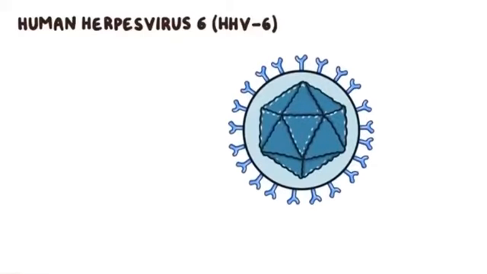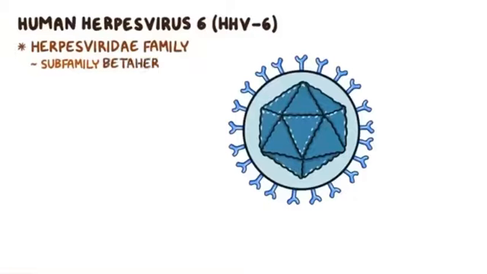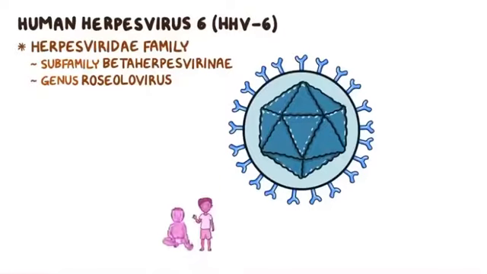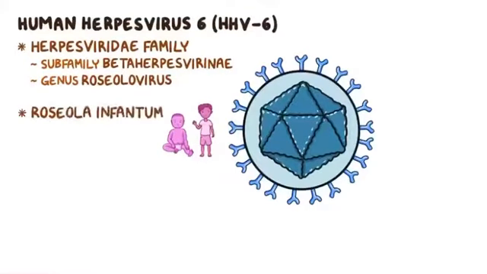HHV6, or human herpesvirus 6, is a double-stranded DNA virus, which belongs to the Herpesviridae family, subfamily Betaherpesvirinae, genus Roseolovirus. HHV6 primary infection is the cause of the common childhood disease called roseola infantum, also known as exanthema subitum, or sixth disease.